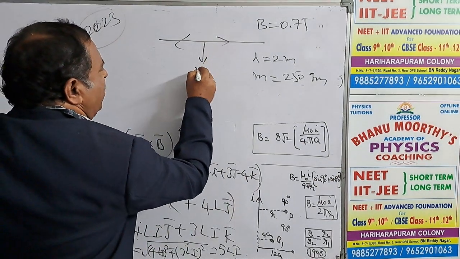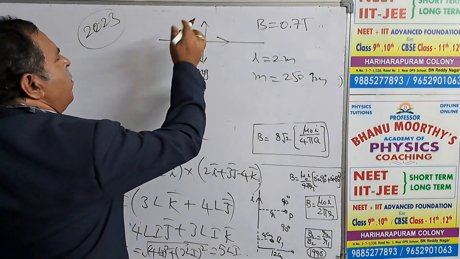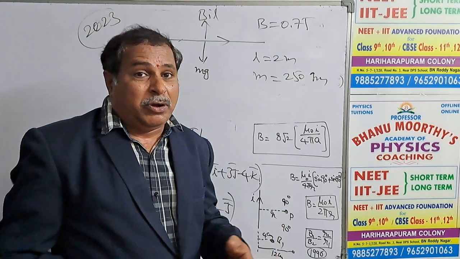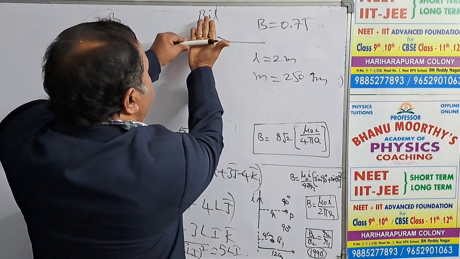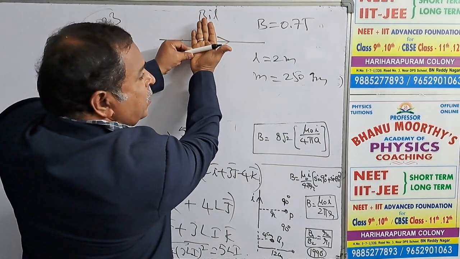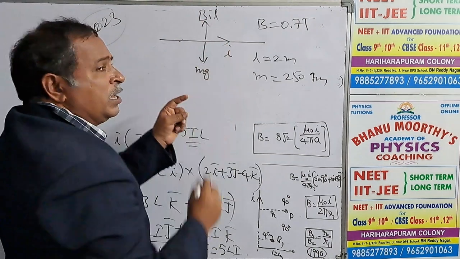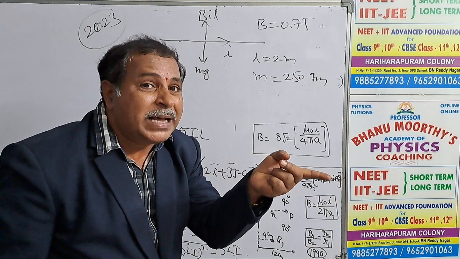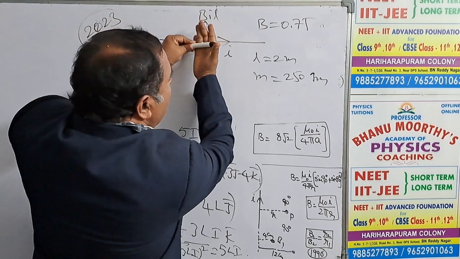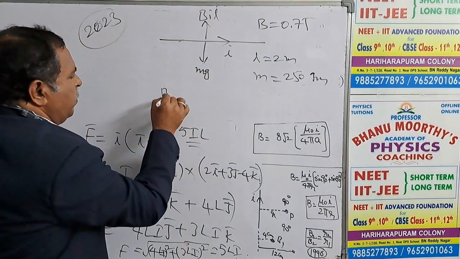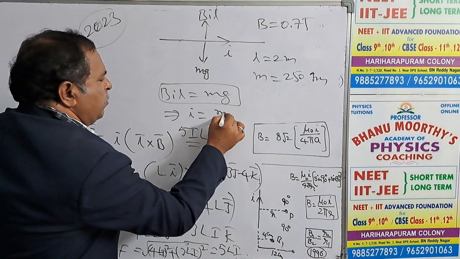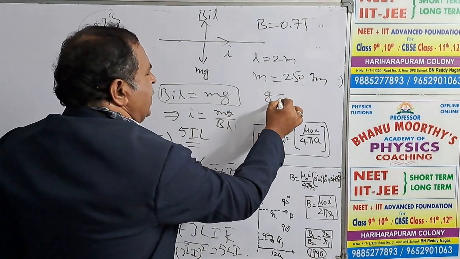The weight of the wire, mg, balances with the upward force BIL acting on the conductor. If the current is passing toward the right side, then the force will be upward. If the thumb represents the current direction, the four fingers represent the magnetic field. So the current should be passed eastwards, so that the force is upward. So BIL balances mg, so BIL equals mg. From this equation, we can find I equals mg by BL. The value of g is taken as 9.8.